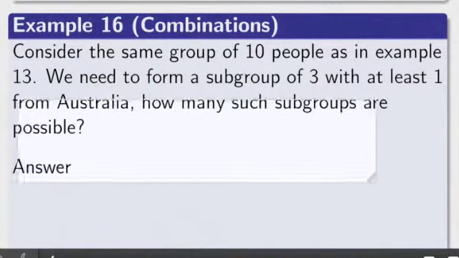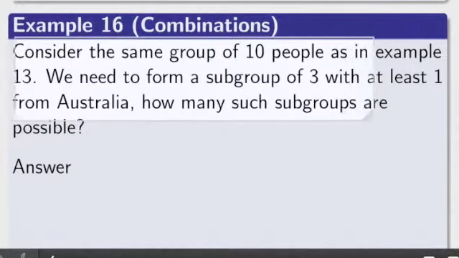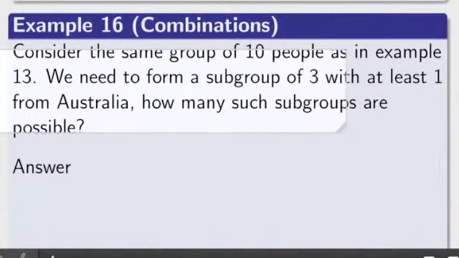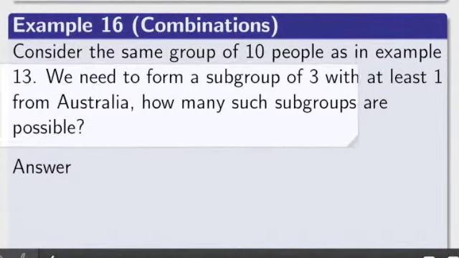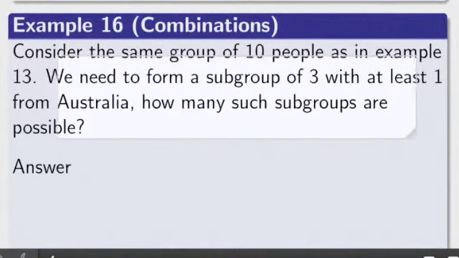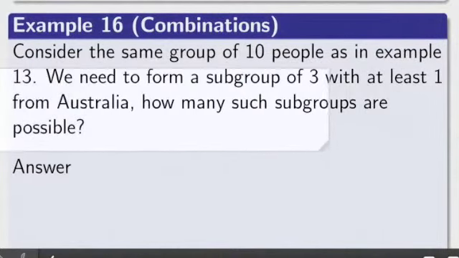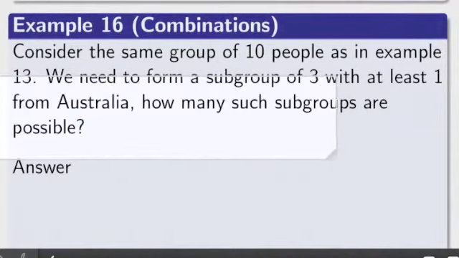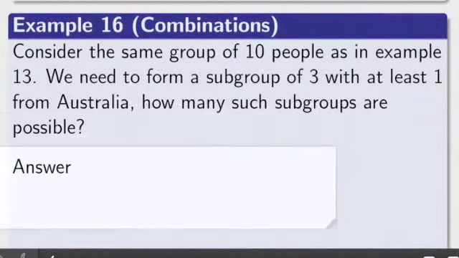Example 16. Consider the same group of 10 people as in example 13. So we're considering the same group of people. We need to form a subgroup of 3 with at least one from Australia. How many such subgroups are possible?